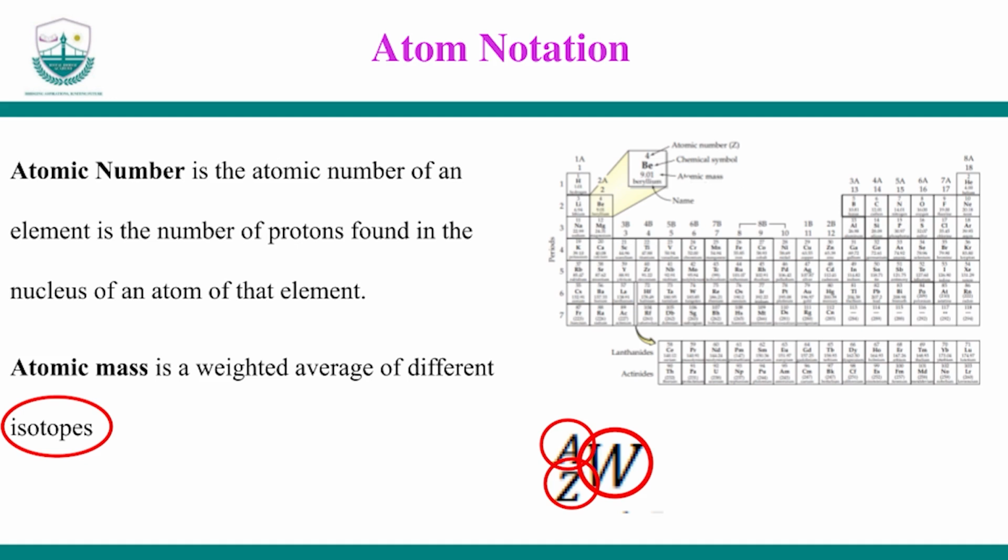Now, if we take the average weight, or what we call the weighted average, of the different isotopes, we get what we call the atomic mass. Okay, so what is written down is always the atomic mass, and what is written up is the atomic number, which is the number of protons.